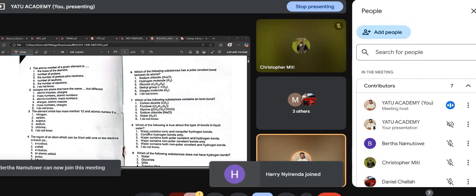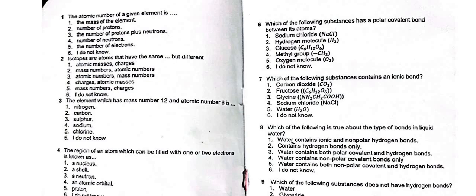Then the next one, they're saying the element which has the mass number 12 and the atomic number 6 is. So here you just refer to your periodic table. This is carbon. The correct answer here is carbon. Hope this is okay.